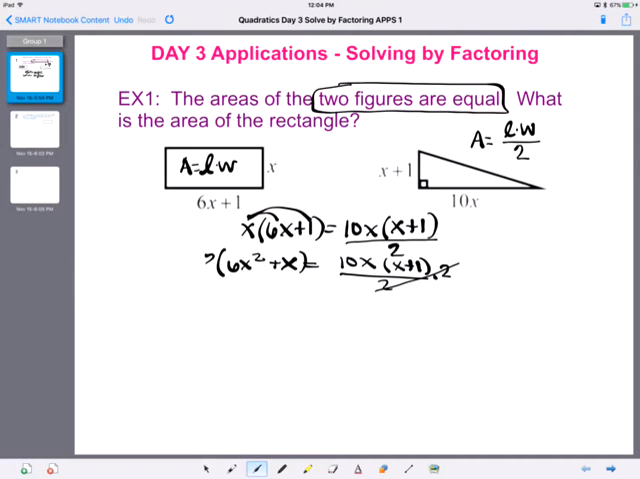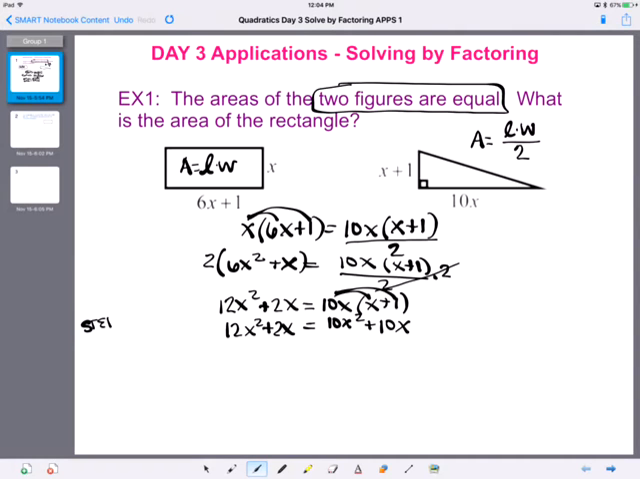So if we multiply both sides by 2, we're left with 12x squared plus 2x is equal to 10x times x plus 1. We want to distribute our 10x, so we get 10x squared plus 10x. Bring down your 12x squared plus 2x. Step number 1 is to get it in standard form. So we want to get it set equal to 0.